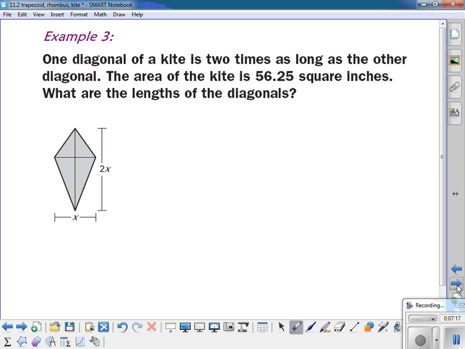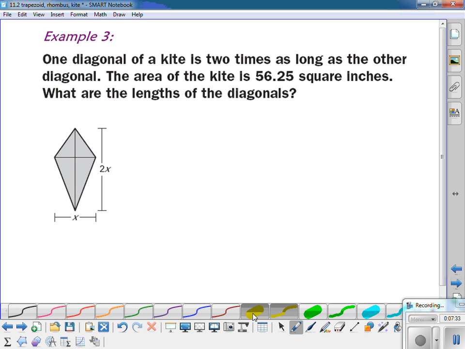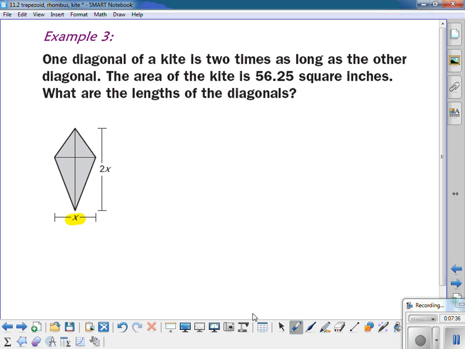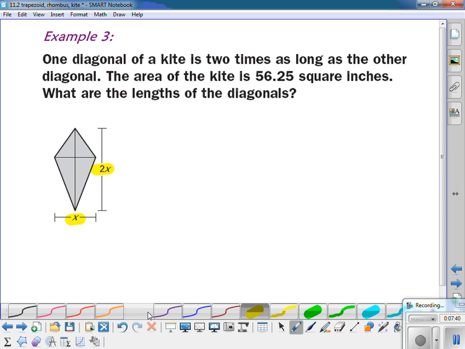Looking at example 3, one diagonal of the kite is 2 times as long as the other diagonal. The area of the kite is 56.25 square inches. What are the lengths of the diagonals? So if one is twice as long, I can use x for my shorter diagonal and 2x for my longer diagonal. And I plug it into the formula.